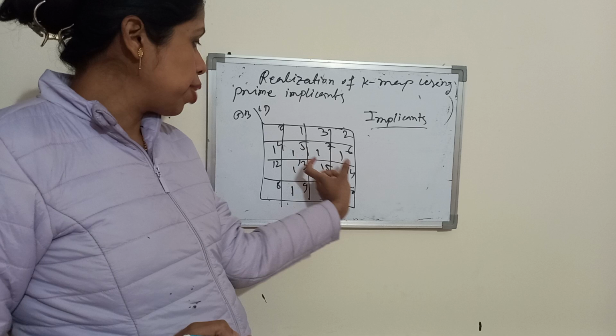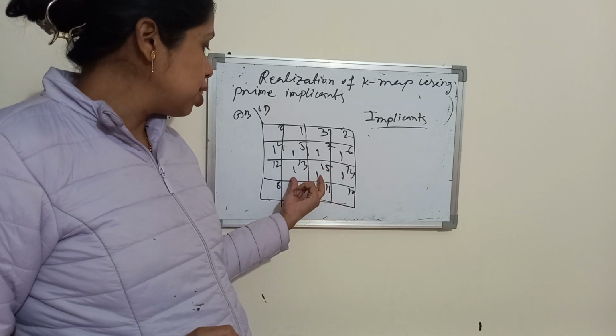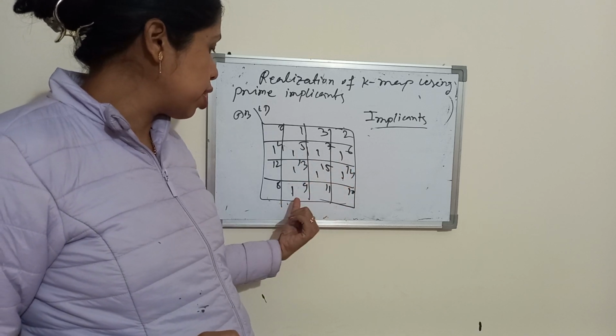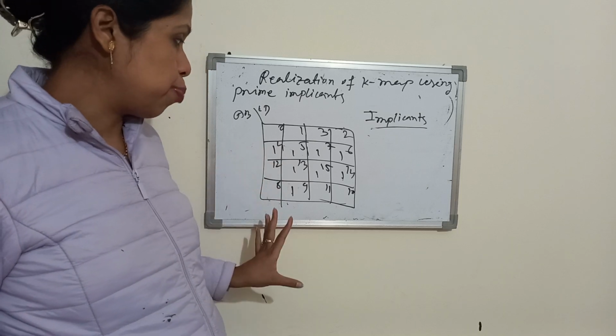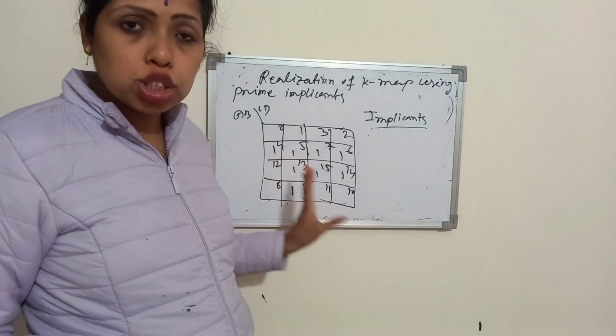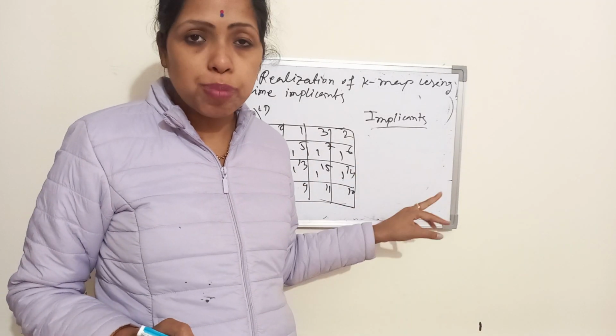This two one can create a pair. This two one also can create a pair. Whatever pairing is possible, all pairings are under the implicant.